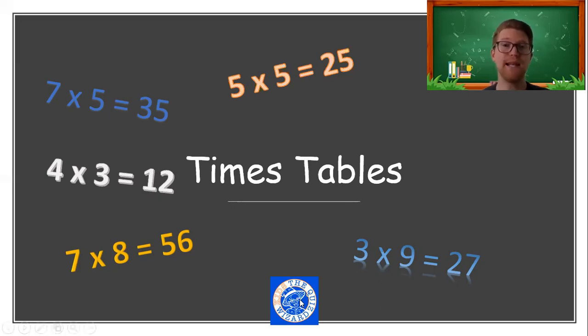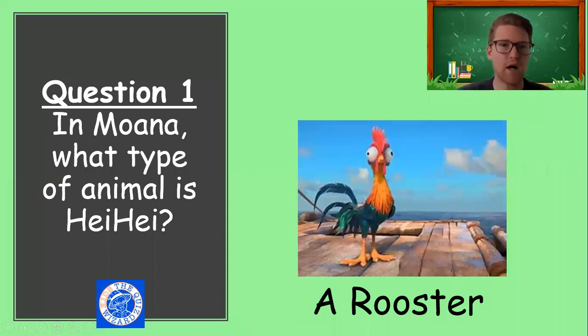So well done. Let's go through the answers for today. Question 1, in Moana, what type of animal is Hei Hei? He is a rooster. He's a very funny character indeed. He does make me laugh throughout the film.